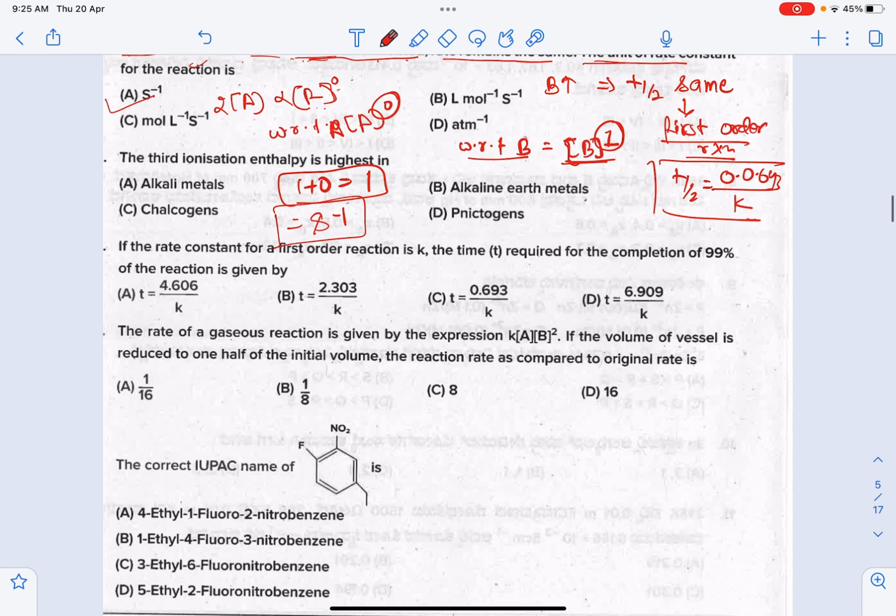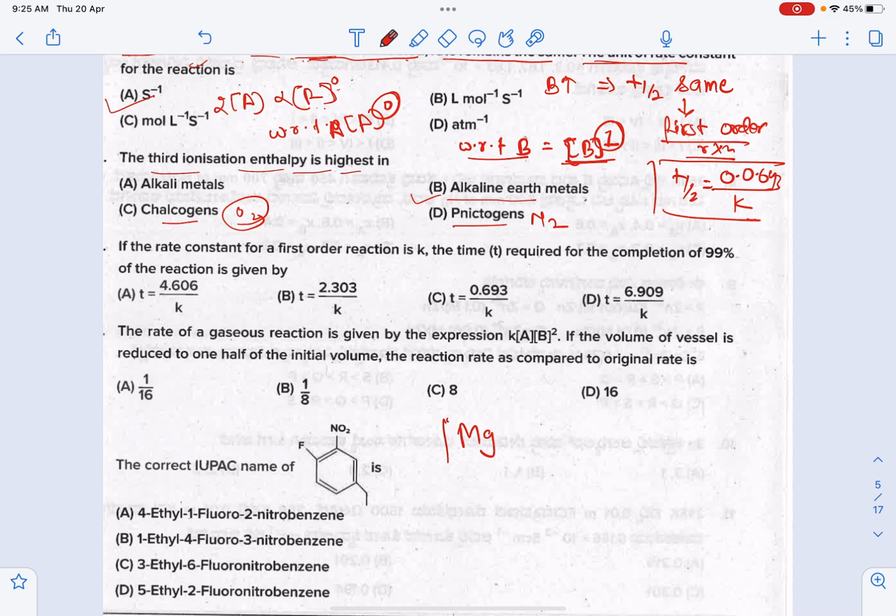Now the next question is: the third ionization enthalpy is highest in which? As you know, it is highest in alkaline earth metals. The nitrogen family is the pnictogens and the chalcogens are the oxygen family. Now why is it highest in alkaline earth metals?